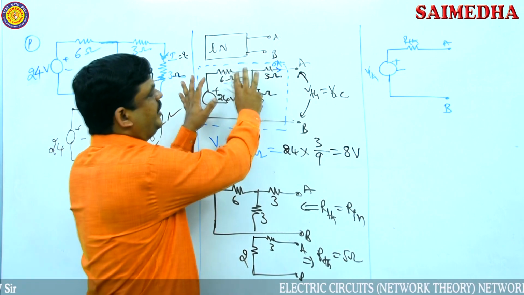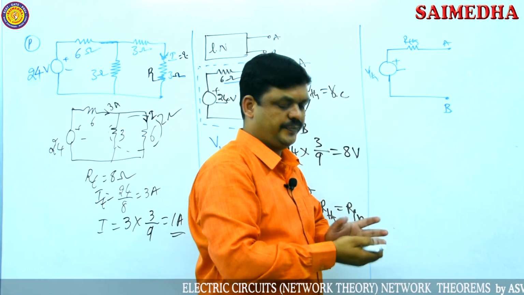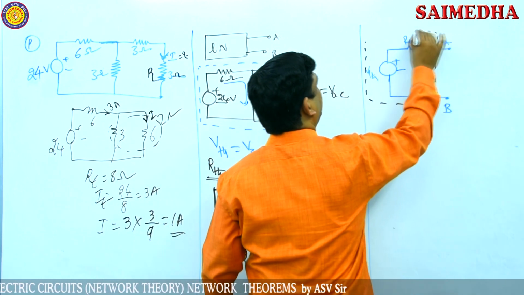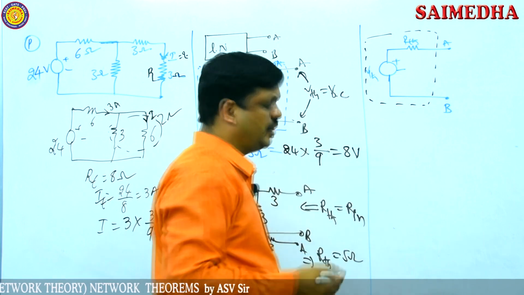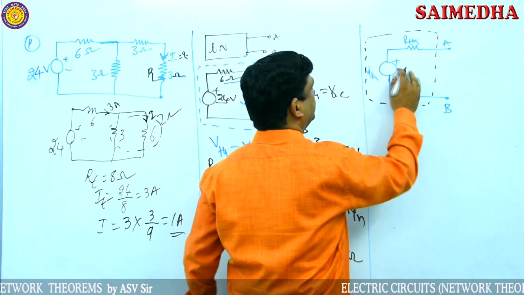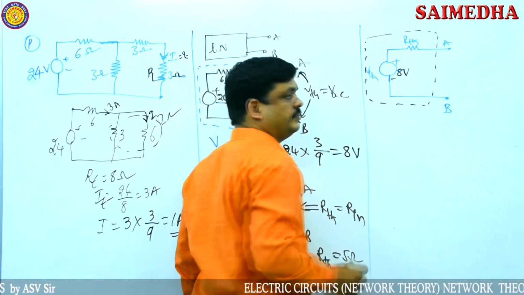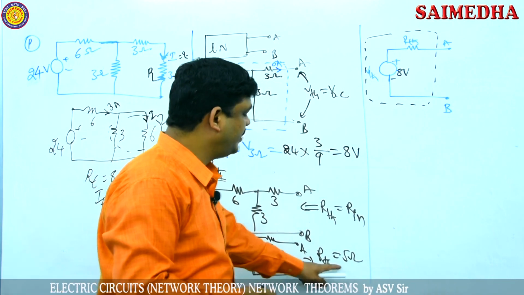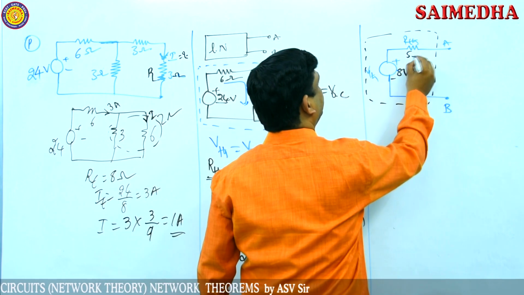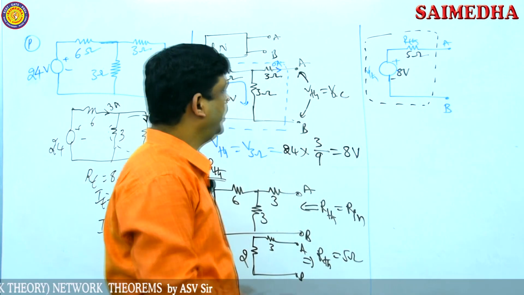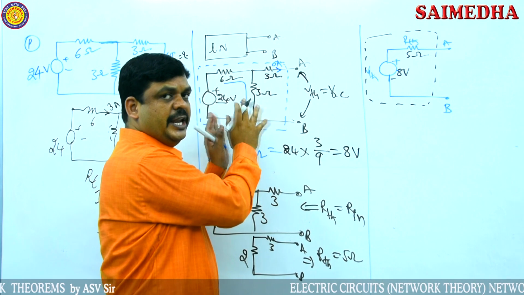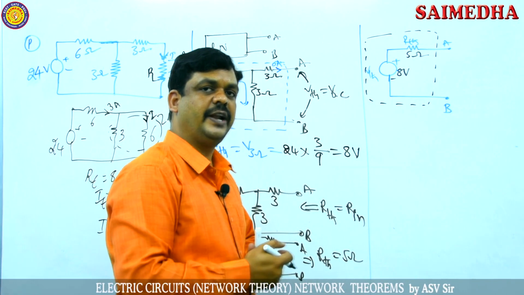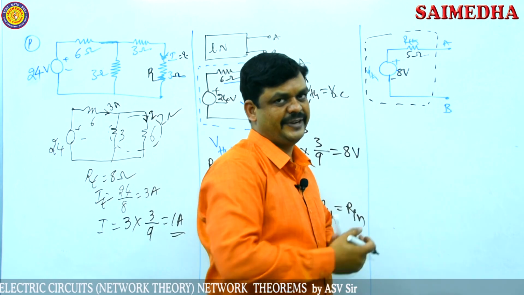Then replace this complete network with Thevenin's equivalent circuit. Thevenin's equivalent circuit consists of one voltage source, with a value of 8 volts, so you write 8 volts. And it has one resistance in series with the voltage source. The resistance value is how much here? 5 ohms. So correct here, 5 ohms. So finally this open circuited load terminals linear network is replaced with a Thevenin's equivalent circuit. This comes under Thevenin's theorem.